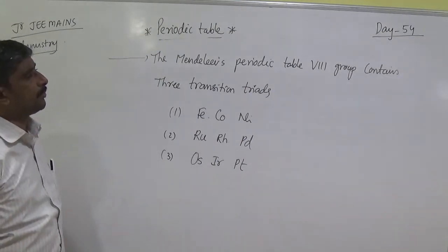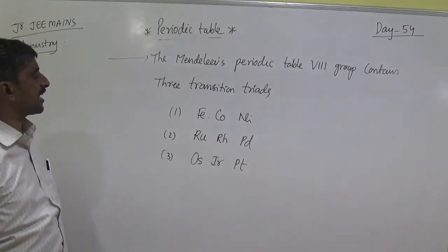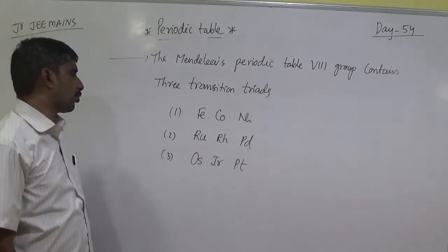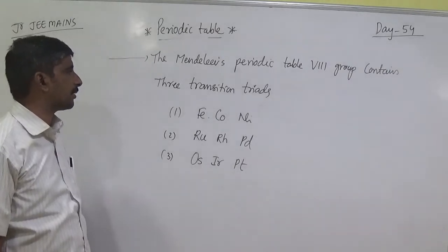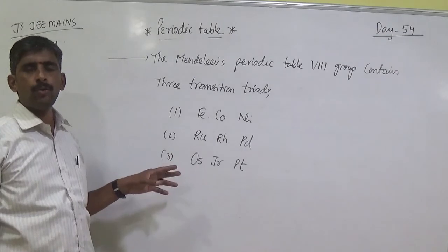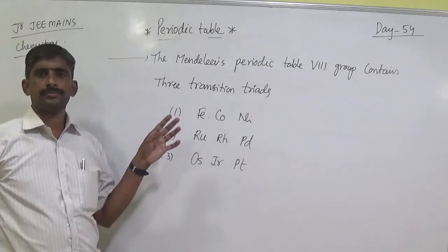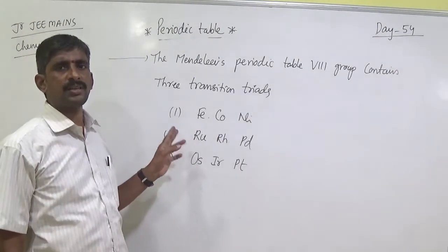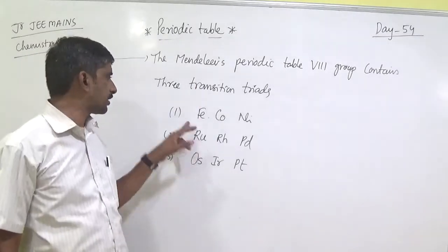The Mendeleev periodic table's 8th group contains 3 transition triads: iron, cobalt, nickel, ruthenium, rhodium, palladium, osmium, iridium, platinum. Triad means similarities in a group. A triad is a certain property shared by a group of 3 elements. All 3 have the same properties.